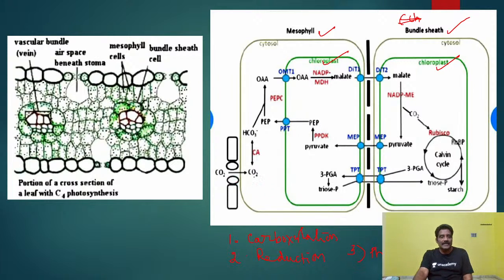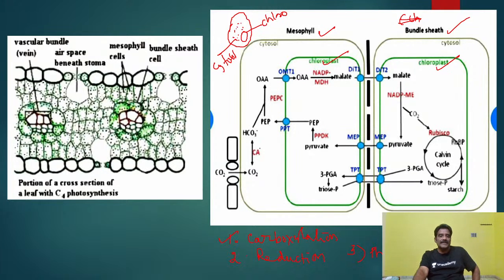What is carboxylation? Here you see the mesophyll cell. Inside this mesophyll cell, the chloroplast is present. This is what is called cytosol, which means cytoplasm. So the first step, carboxylation, happens in the cytosol of the mesophyll cell. This is the first step in the C4 pathway.